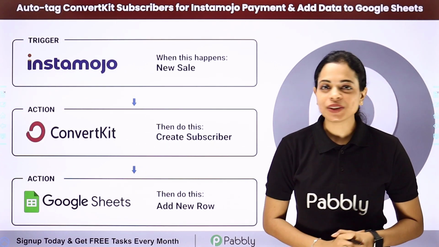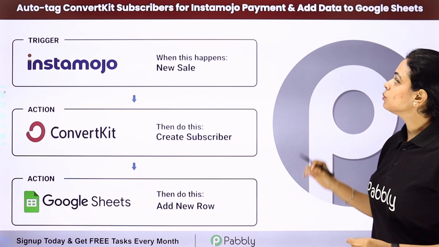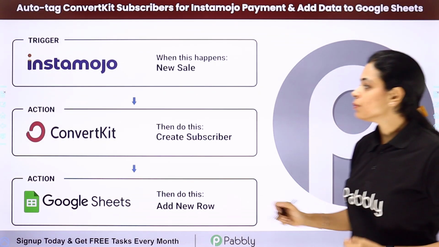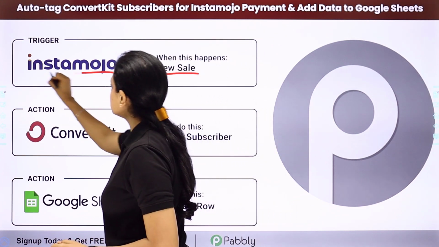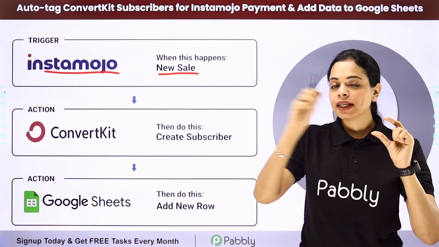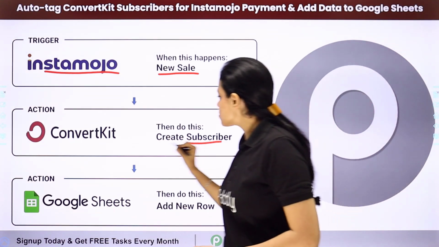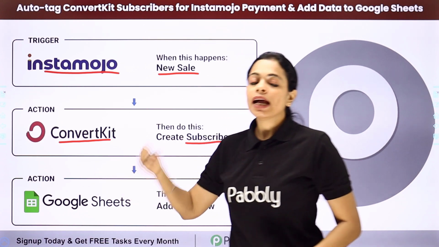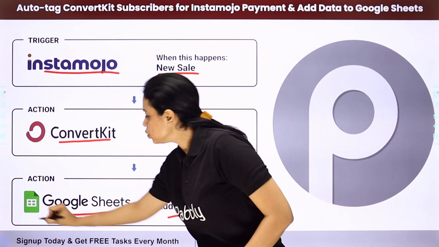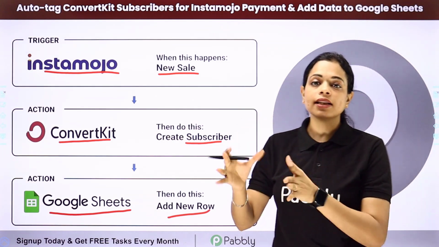In this video, we are going to see how to auto-tag ConvertKit subscribers for Instamojo payment and add data to Google Sheets. So here, every time a new sale happens on Instamojo, which is a payment gateway, then the user who has made the payment, you have got the details. With those details, you have created a subscriber in ConvertKit. And now what you have done is you have added a new row to your Google Sheets with the information about the product and the link.